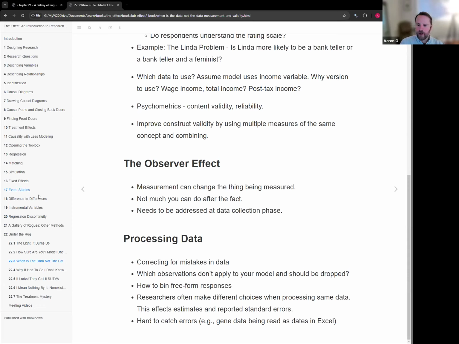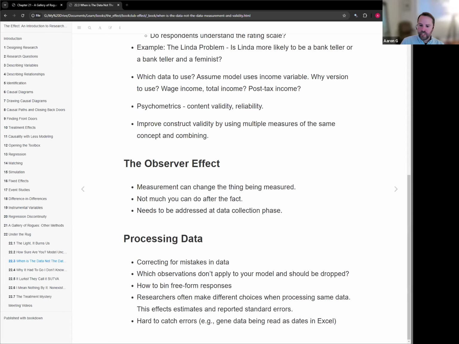All right. Final piece in this section is just about processing data. If you're dealing with a survey, you may have this issue where there are mistakes. Respondents just responded to the wrong question, or it was obvious, and you might want to correct for that. But doing so, you might be introducing your own biases. There are issues if you have free form responses, like how do you interpret those free form responses and maybe bucket those into categories?